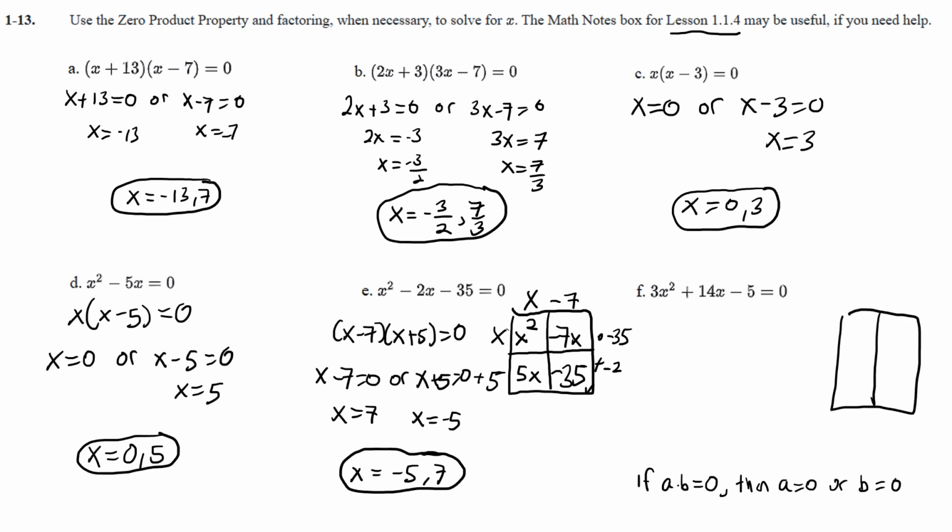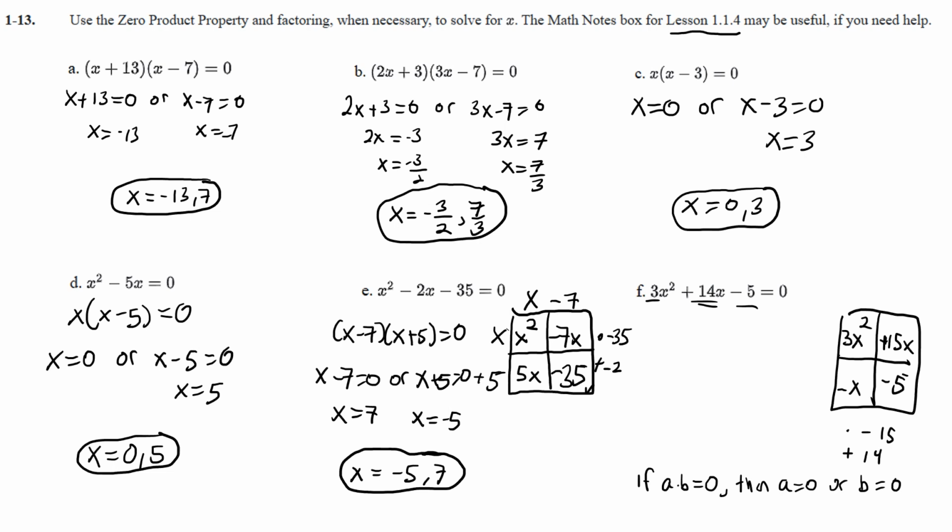Okay. So this time I'm going to have 3x squared on the top left, negative 5 on the bottom. Same rules. I need numbers that multiply to equal 3 times negative 5, or negative 15. They still have to add to equal the middle number, which is positive 14. So the two numbers that do that are 15 and negative 1. I need a sum of positive 14.